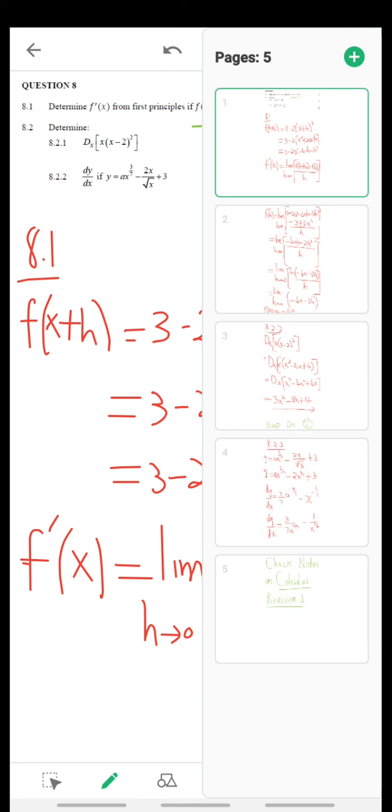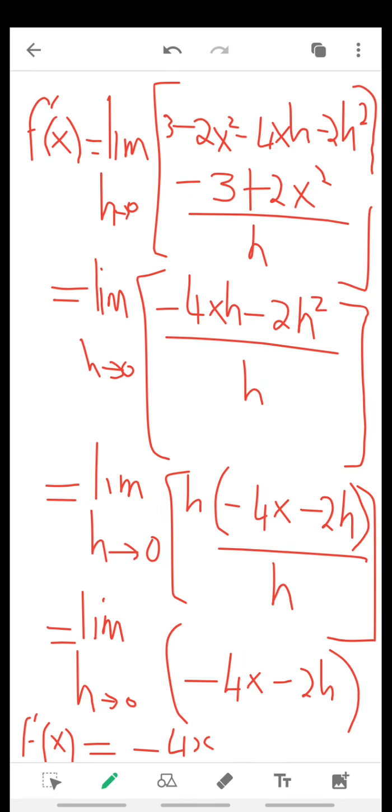So f prime of x equals lim as h approaches 0, still written there. And then f of x plus h is 3 minus 2x squared minus 4xh minus 2h squared. Then minus f of x. Remember, f of x was given as 3 minus 2x squared. So we need to multiply with that negative there. The 3 becomes a minus 3. Then the minus 2x squared becomes a plus 2x squared. If this is somewhat not making sense to you, please use your brackets so that you can see how I got these terms here and the signs.